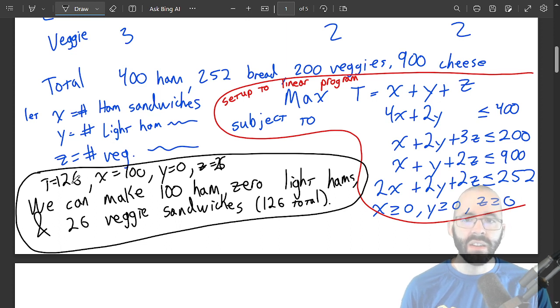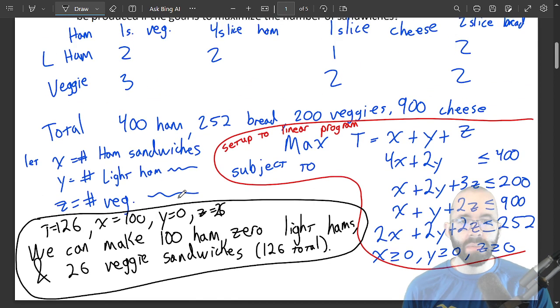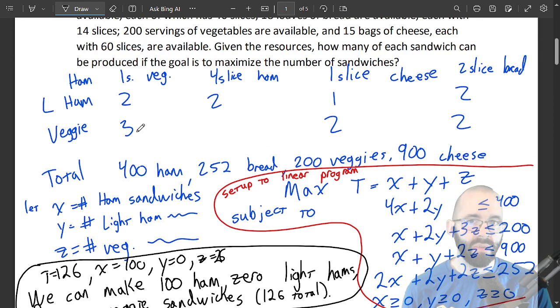Let's just do a gut check. 126 sandwiches. Yeah, that's 100 plus 26. Yeah, that checks out. If we make 100 ham and 26 veggies, are we following all the rules? You could check that, right? 100 hams, that's going to be 100 servings of veggies. 26 vegetable sandwiches, that's going to be like 78. Yeah, 178 servings of veggies. We had 200. 178, that fits right in there. We're using 400 slices of ham total. Oh, we're maximizing our ham usage. We used all the ham available.